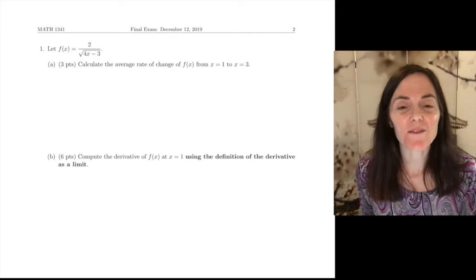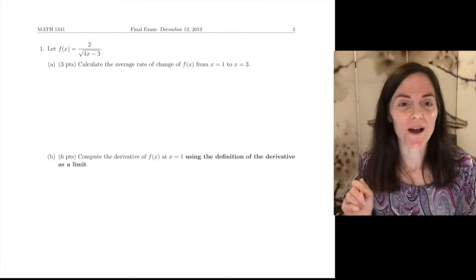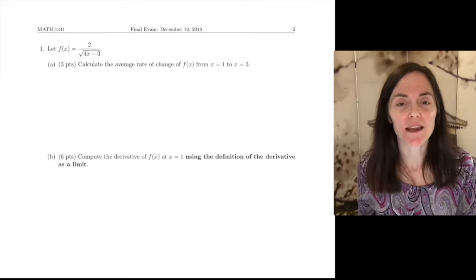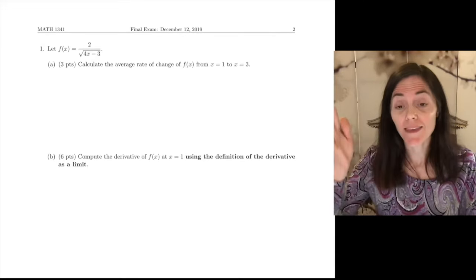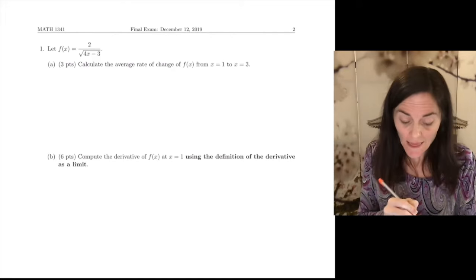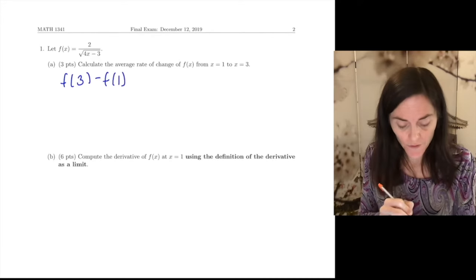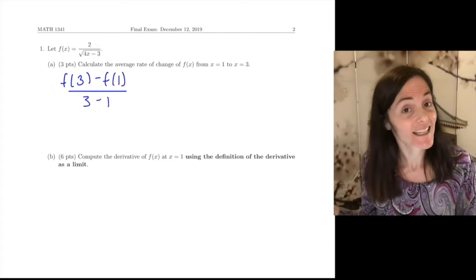We are going over the final exam from fall 2019, Calculus 1, and we begin with an average rate of change and instantaneous rate of change problem. The first part, average rate of change on the interval 1 to 3, this would be f of 3 minus f of 1. This is the change in f divided by 3 minus 1, which is the change in x.